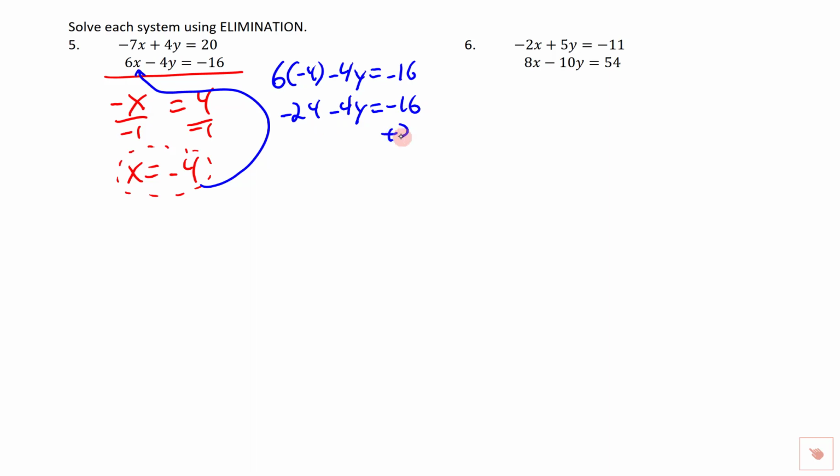We're going to go ahead and add the 24 to both sides. And we've got a negative 4y. Let's see, negative 16 plus 24, that's going to be an 8. We're going to divide both sides by negative 4, and we get y equals negative 2.